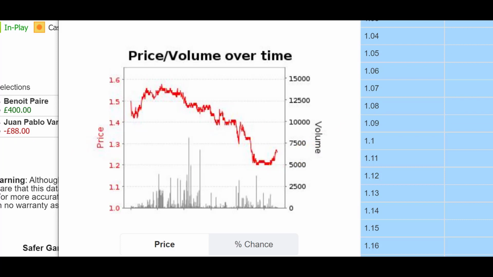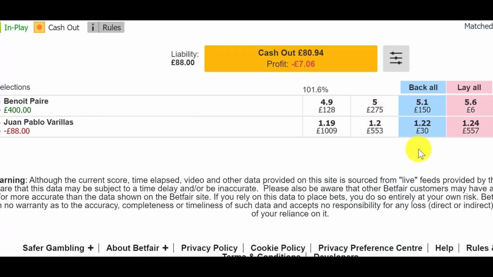Okay, so anyway, we've gone in lay at 1.22, £400 stake, £88 is exposed in the market. Okay, and of course, as I always say, that whole £88 is not going to be risked. We will be out way before that. Okay, so let's see what happens. We need Benoit Paire to get back into this for this to be a profitable trade.